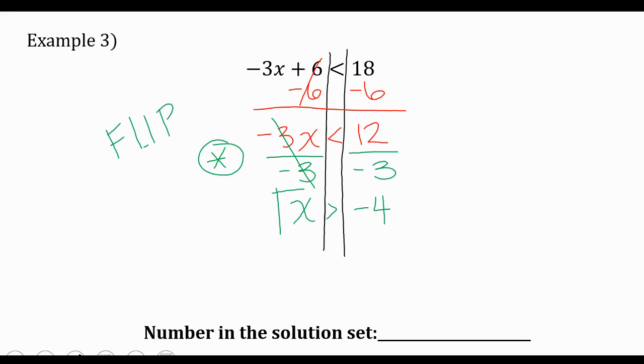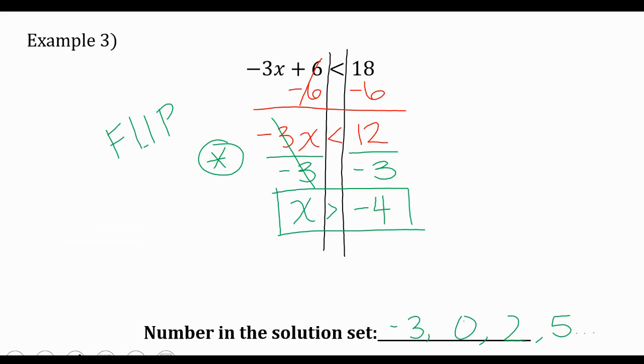So that is our answer. Any number that is greater than negative 4. Negative 4 is not included here because it does not have that or equal to symbol. So we have negative 3 is bigger than negative 4, 0, 2, 5, and so on. Those are all numbers in our solution set.